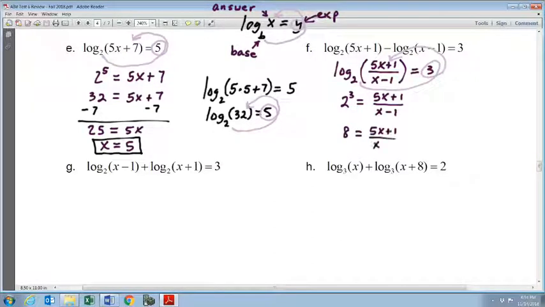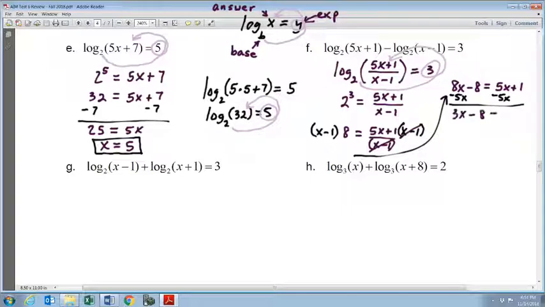Of course, 2 to the 3rd power is 8. We need to clear fractions, so we'll multiply each side by x minus 1. So we get 8x minus 8 when we distribute on the left. And notice the x minus 1s cancel on the right, and we're left with 5x plus 1. So we're going to need to get x on one side only. And let's see, add 8 to both sides. And you're going to get 3x equals 9, which means x is 3.